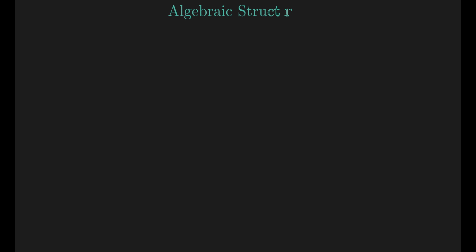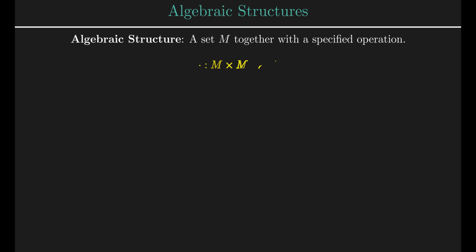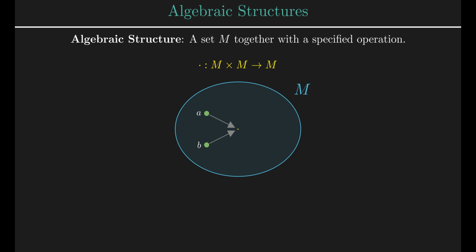But what exactly defines a group? To answer that, we must first define an algebraic structure. Abstractly, this is simply a set M, together with a specified binary operation. Let's visualize how this works. Imagine our set M as a container. The operation acts like a machine. It takes 2 inputs from inside the set. Let's call them A and B. It combines these inputs to produce a single output, C. Mathematically, we say that C equals A times B.